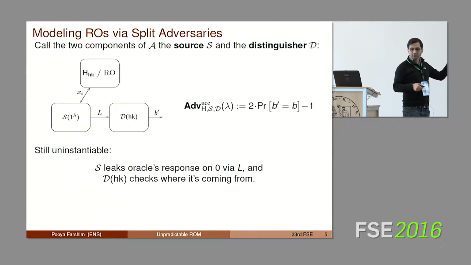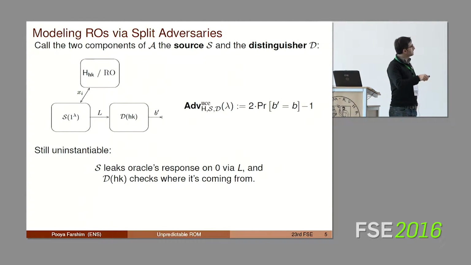But then if you think about it a little, nothing has changed, really. This model is still uninstantiable, because you can do exactly the same attack. You just query this box on 0, you send the value over to D, and then D will compute the hash of 0 and check if it matches the answer that you got from the box. So, exactly the same attack as before.